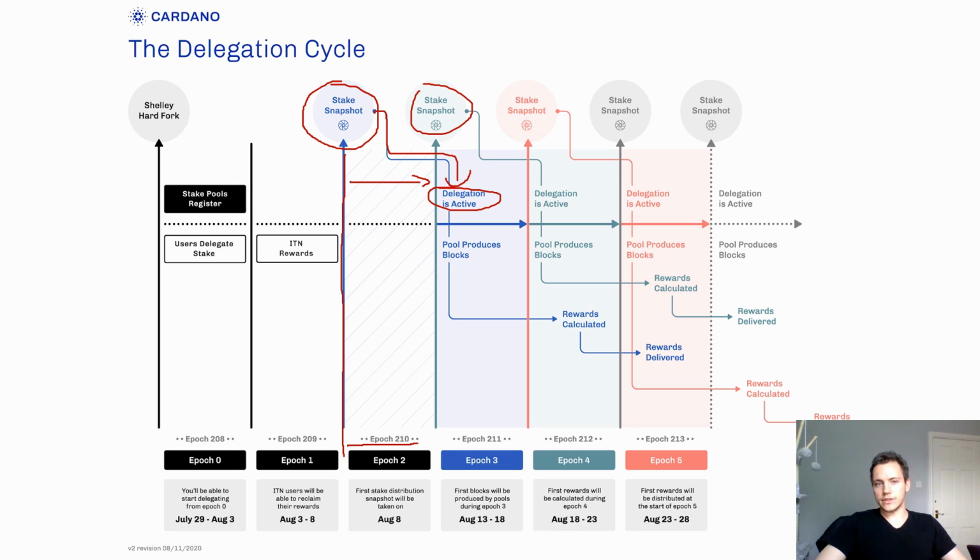If you consider the snapshot is taken at the end of epoch 209, which is not really incorrect, then it would be n+2. But I want to reduce the number of n plus x's, so I will be referring to it as the beginning of epoch 210.